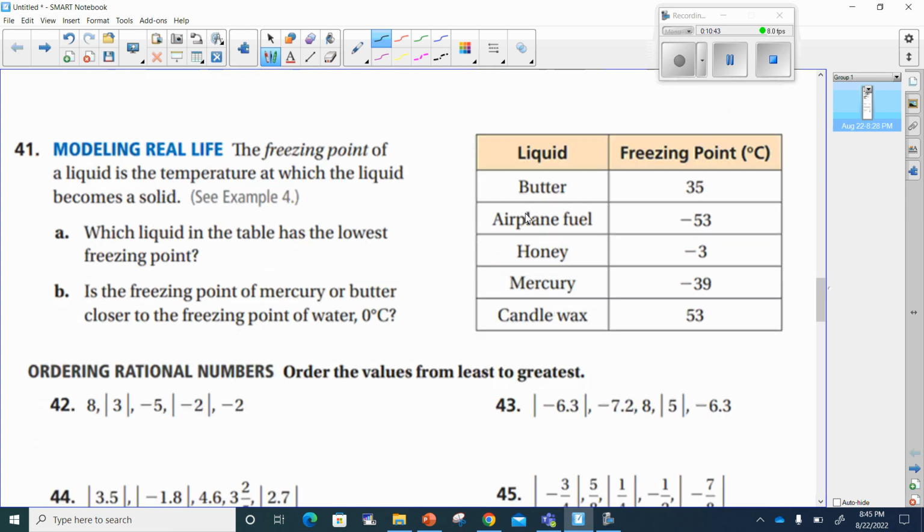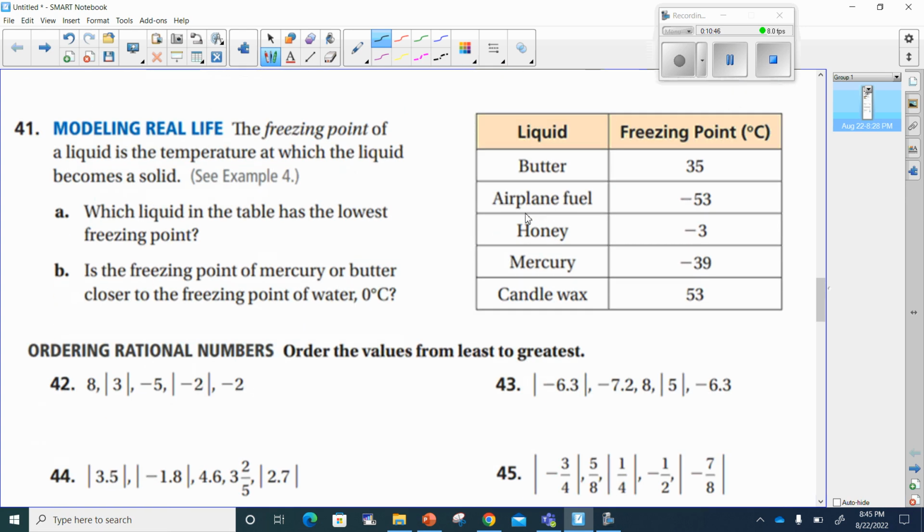You're doing number 40. I got number 41 here. It says the freezing point of a liquid is the temperature at which the liquid becomes a solid. Which liquid in the table has the lowest freezing point? The lowest freezing point. Okay, let's see which liquid on the table has the lowest freezing point. We're looking at numbers that are becoming negative here. So which one has the lowest freezing point, not the greatest? So we're looking for the number with the biggest negative value. That's going to be airplane fuel, right? Airplane fuel. I'm just going to type that in.